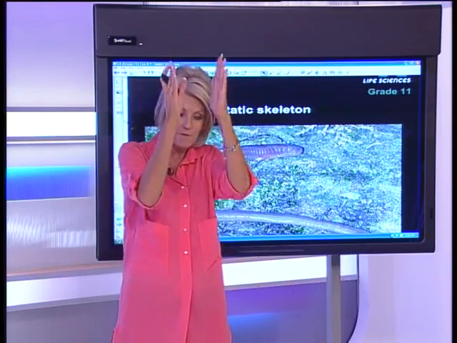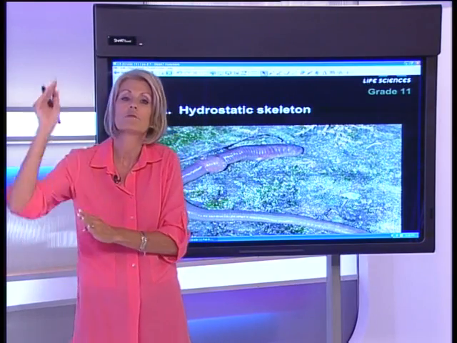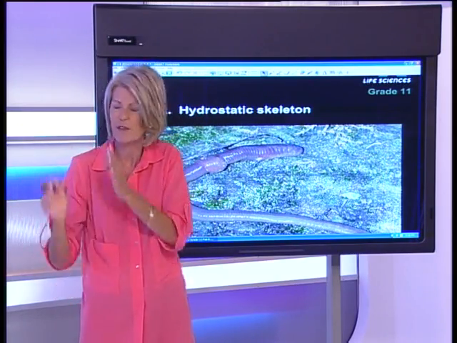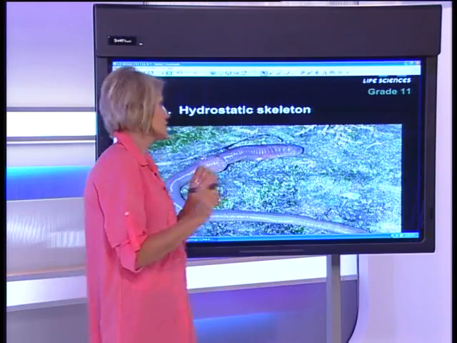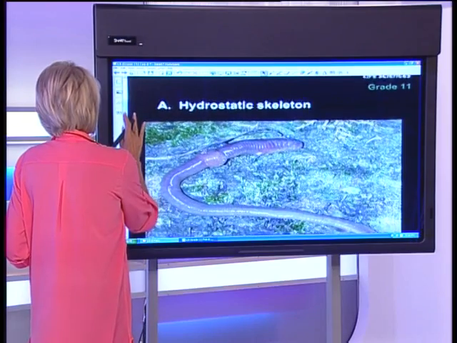So remember, the first column is going to be what it is. The second column, its advantages, and the third column, its disadvantages. I mean, the fourth column, the disadvantages. So here we go. Hydrostatic skeleton is any little animal.